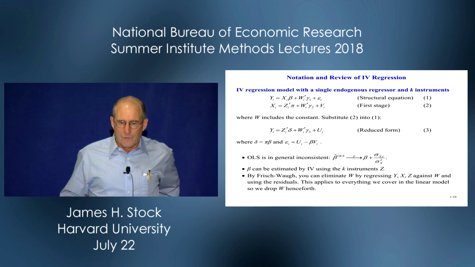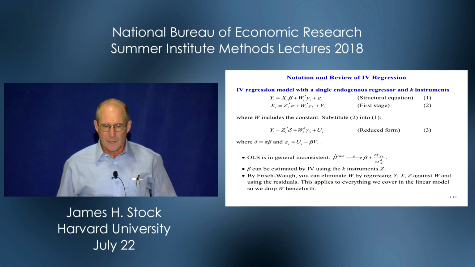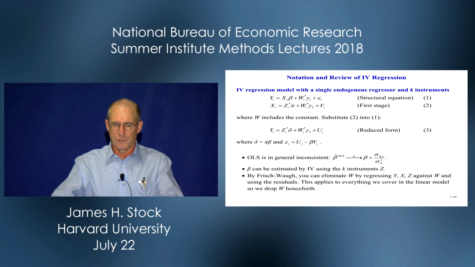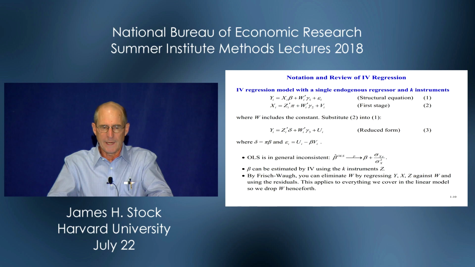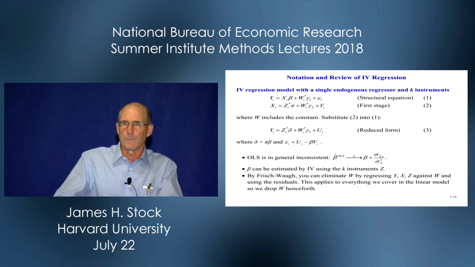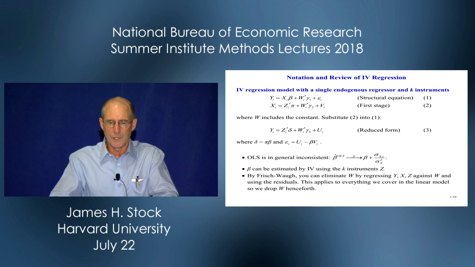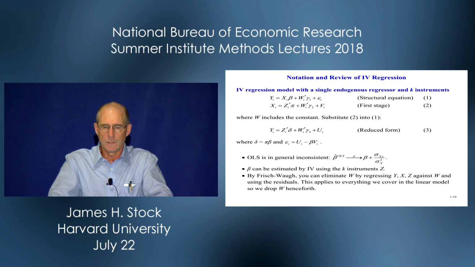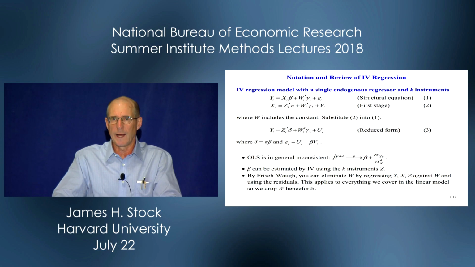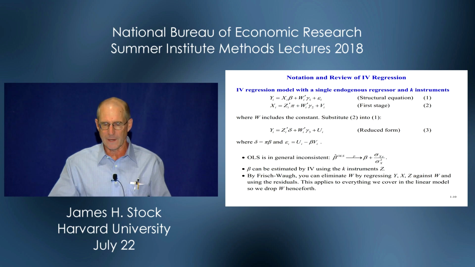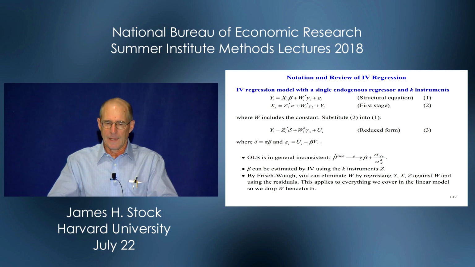Okay, so this is the setup. The first stage equation says that there's some instrument Z relating to the single included endogenous regressor X. There might be some control variables W. The coefficient of interest is beta, which is the coefficient of X on Y. It's going to be interpreted as a causal effect. So that's the object of interest.